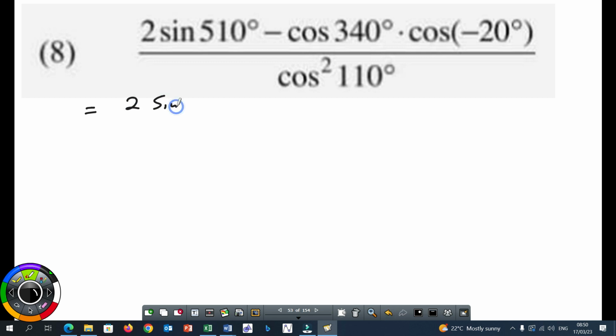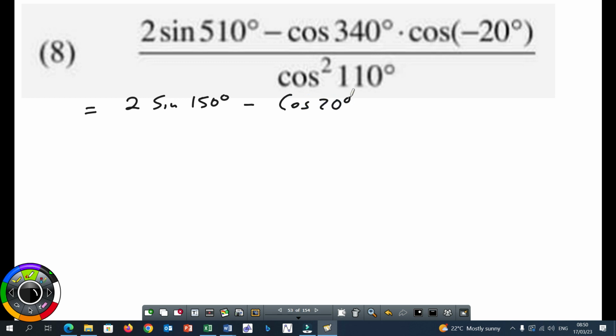So this is 2 sine 150. Am I right? Yes. Because there is no mark allocated for writing 510 minus 360. There is no mark allocated for that. Do you understand that? So even if you write it down or you don't write it down, no mark is allocated. Okay? Minus, that would be minus cos 20 degrees.